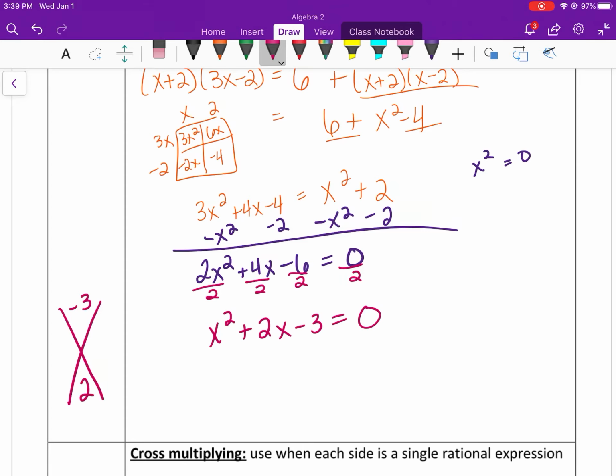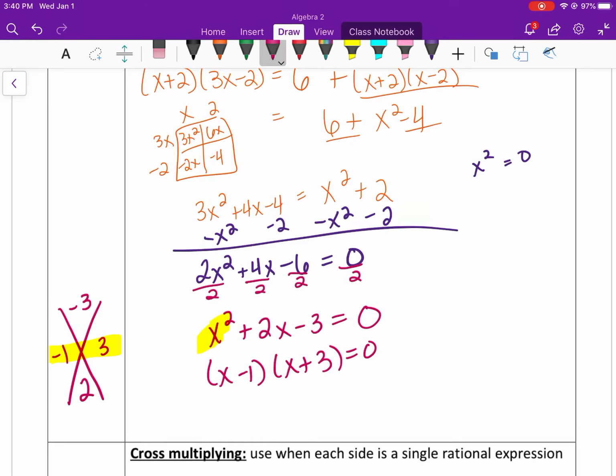So multiplies to negative 3, adds up to 2. Yeah, you can do that. It'll be negative 1 and positive 3. It's just x squared, so you know it'll be x minus 1 and x plus 3. Remember, you can do that when it's just 1x squared because x times x is x squared. And then it's just your diagonals that give you your factors.